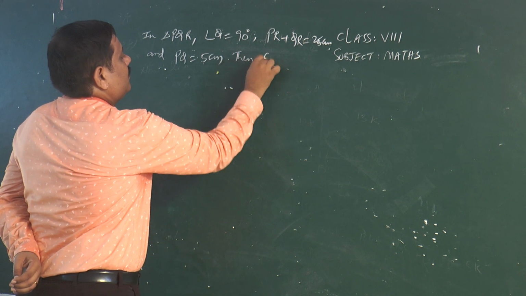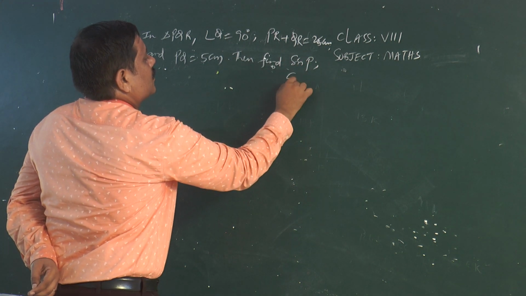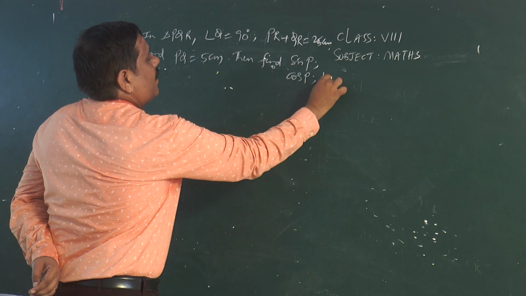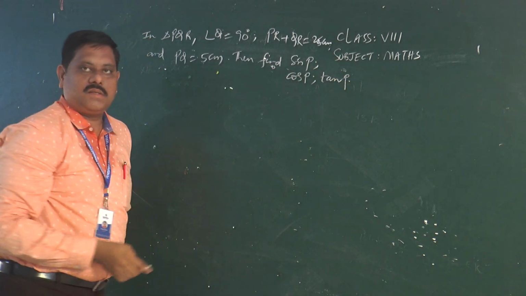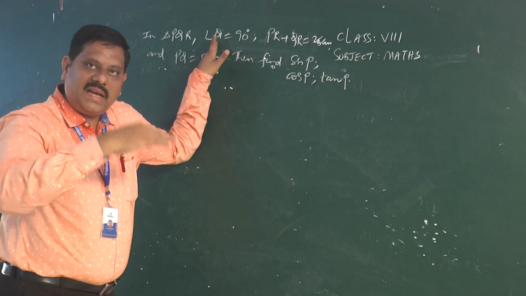Then find sin P, cos P, tan P. So these are the principles. If you read the question, in triangle PQR, he is saying that the triangle is a right triangle.